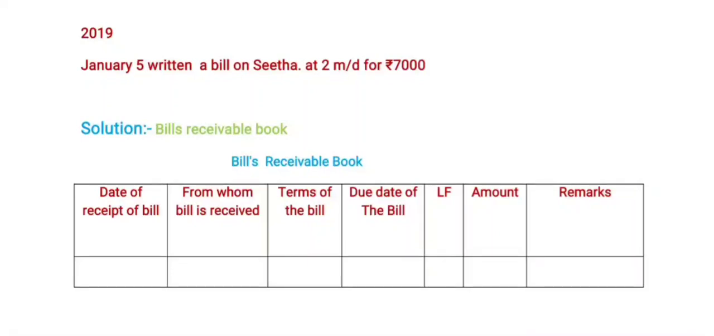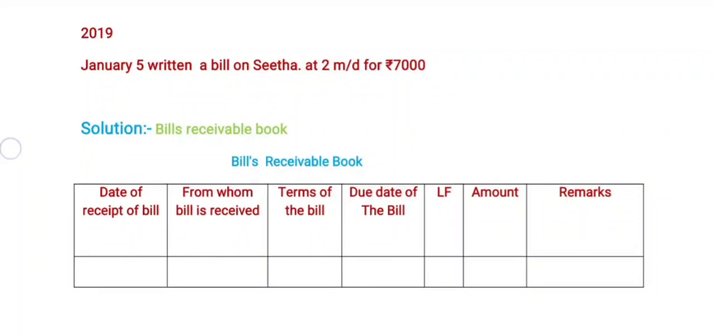Now we are going to the preparation of the bills receivable book with the given problem. Now coming to the bills receivable book, the given transaction is 2019 January 5, written a bill on Sita at 2 months for 7,000 rupees. Here the date of the bill is clearly defined. It is 2019 January 5. Now coming to from whom the bill is received. Here the name of the debtor is given, it is Sita. Now coming to terms of bill, it is related to how many days or how many months. Here it is clearly defined, 2 months. Now coming to the due date of the bill. Here the due date is based on the given months and given date.